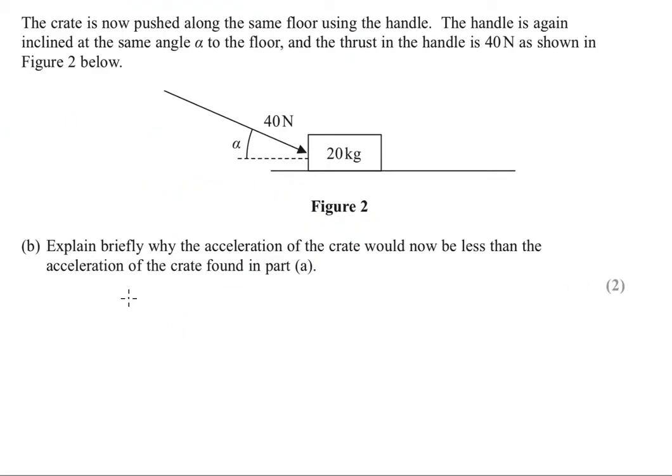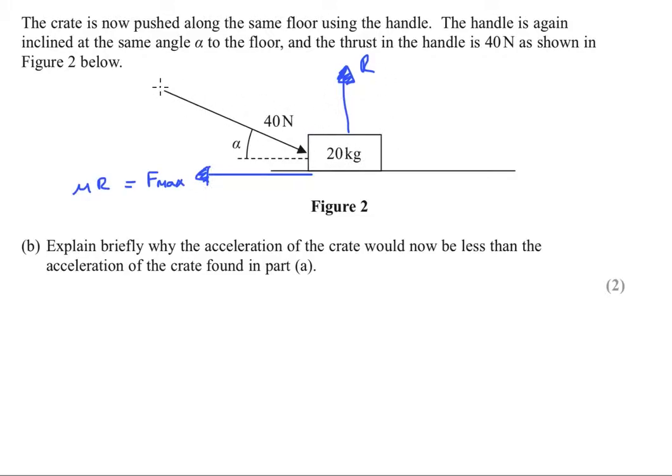In part B, the force that they use is now coming down into the object rather than being pulled up like it was in part A. And they want us to explain how that will affect the acceleration. Well, in fact, it gives us a clue. It tells us it will be less, and it wants us to explain why. The reason why is because if you think about how we came to work out the acceleration in the first question, it was all linked with the friction, which was equal to mu R.